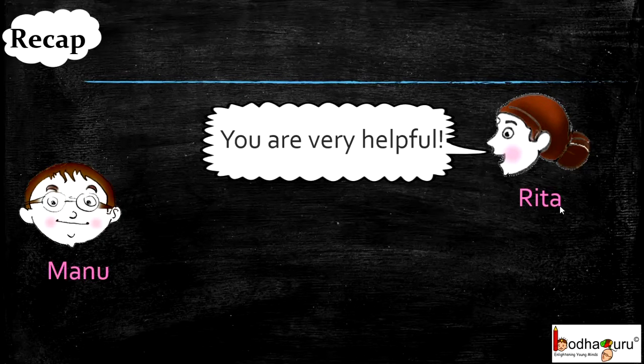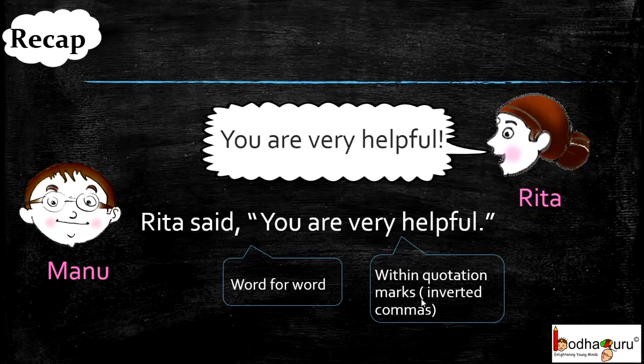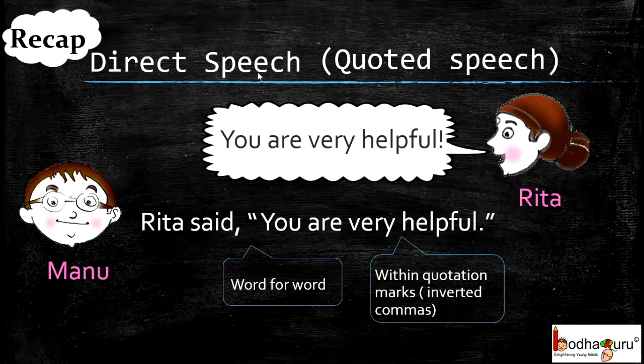Now, if Manu wants to talk about it, how would he do it? There are two ways. First, Manu can say, "Rita said you are very helpful." What do we see here? Manu has used the exact words used by Rita. Also, the spoken words are within the quotation marks or the inverted commas. This type of speech is called direct speech or the quoted speech.